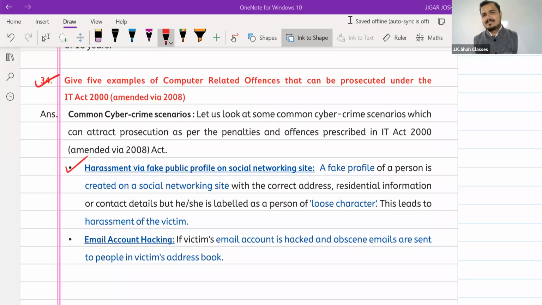Till that time, it's okay. But suppose by creating fake public profiles on a social networking site you are harassing somebody, honey trap being one of the major reasons, then definitely you will be put behind bars for doing all this activity. So do not harass any person by creating a fake public profile on a social networking site.